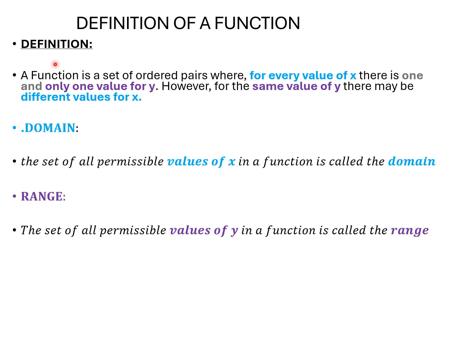So per definition, a function is a set of ordered pairs where, very important, for every value of x, there is one and only one value for y. However, for the same value of y, there may be different values of x. So I may have many values of x, but only one value of y for that x value. And I can't have too many y values, then it's not a function.